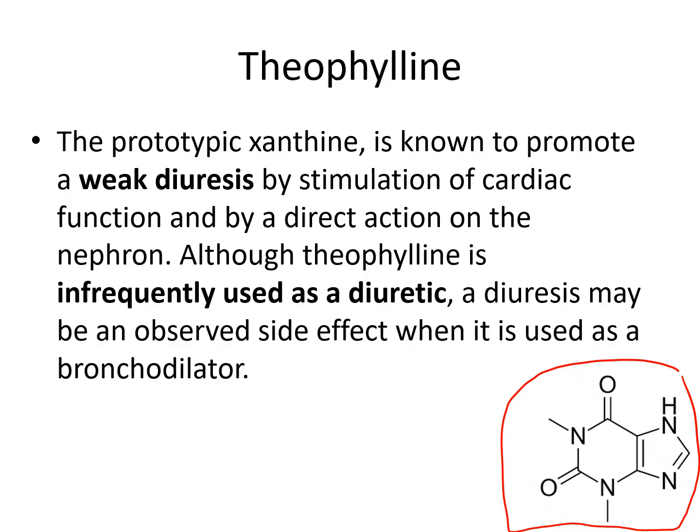So why does it cause weak diuresis? This thiophylline is known to cause weak diuresis, so it's not really used for its diuretic effect, but it has a weak diuretic effect because it inhibits the phosphodiesterase enzymes, or that increases cyclic AMP. That results usually in increase of cardiac output and increased renal blood flow, and that is a very minimal increase. So there's a mild increase in urine flow.